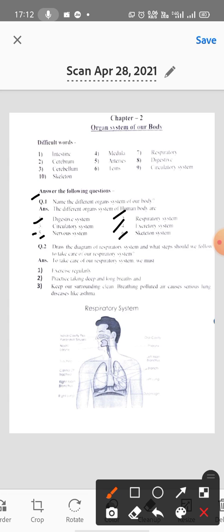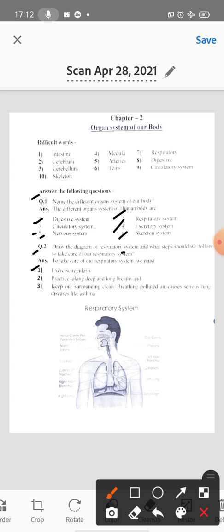Okay, so now the next question is: draw the diagram of the respiratory system and what steps should we follow to take care of our respiratory system. Okay, so what do you have to do? You have to draw a diagram of the respiratory system and also find out the steps we should follow to take care of our respiratory system. हमारे respiratory system को हम कैसे take care कर सकते हैं उसकी steps हमें लिखनी है.